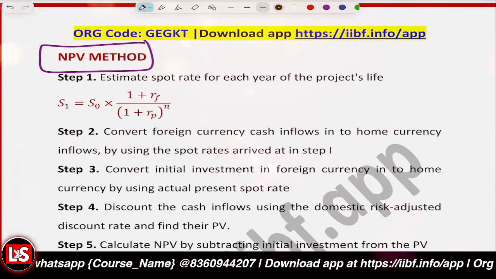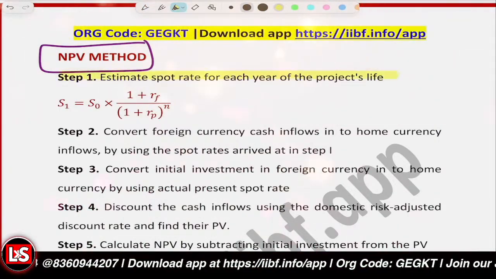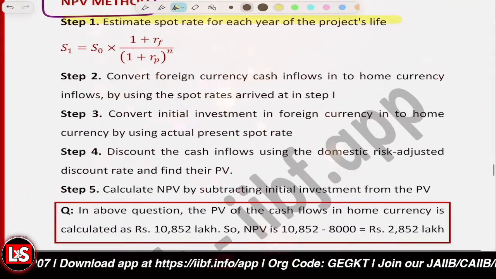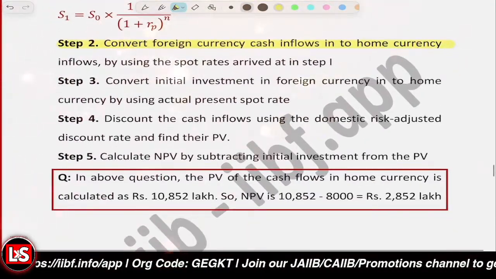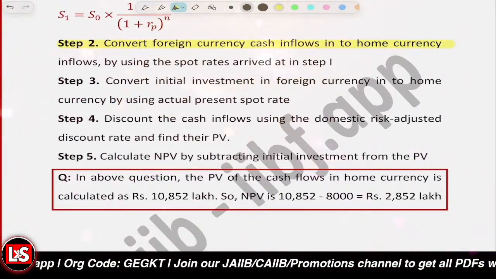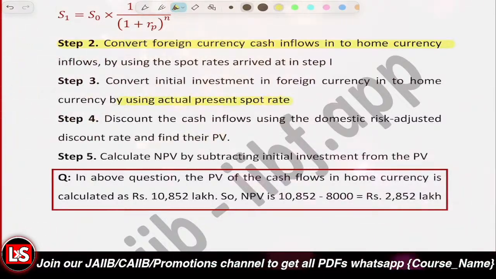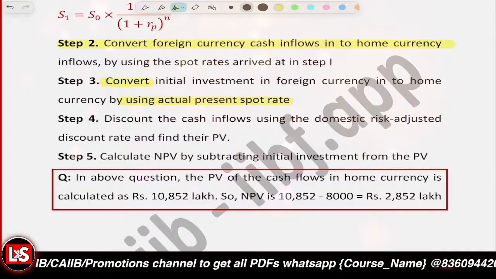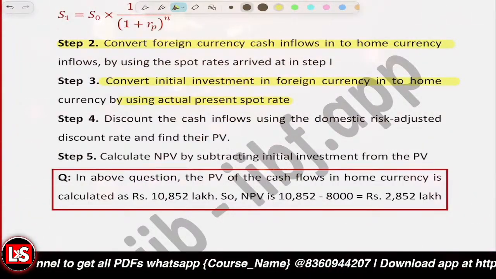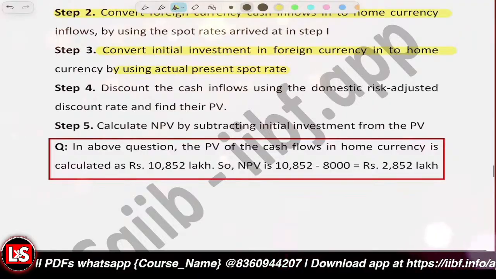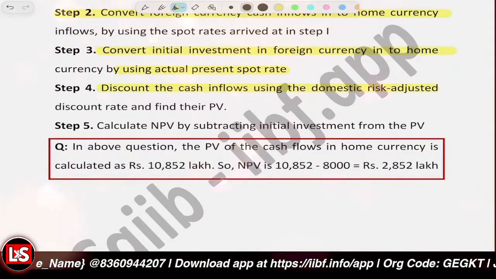It's about the NPV method. The step one would be related to, we have to estimate the spot rate. That's the same method, same point, right? The step two will be related to, we have to convert the foreign currency cash inflows into the home currency inflows. And then we have to convert the initial investment in foreign currency into home currency by using the actual present spot rate, right? And then we have to discount the cash inflows using the domestic risk adjusted rate.